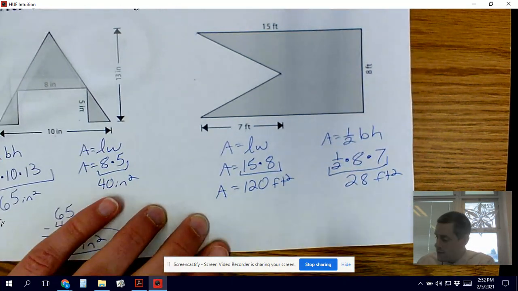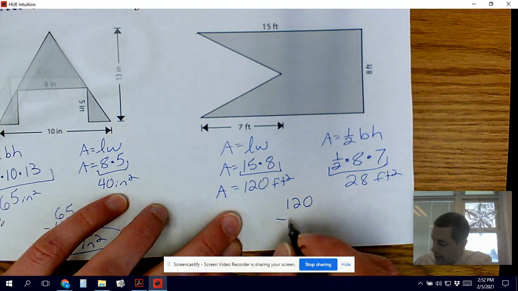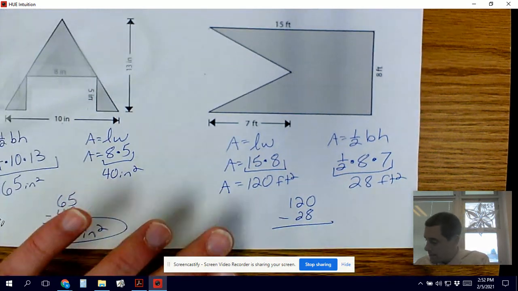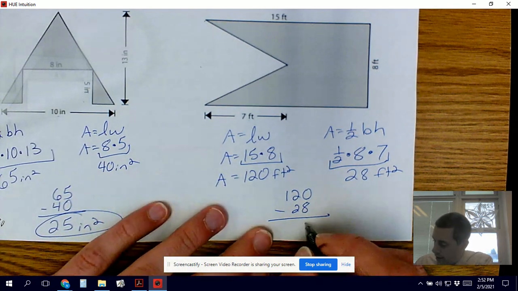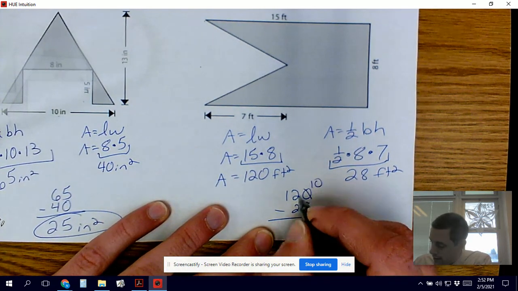And now to get the area of just the shaded region, take our rectangle, subtract our triangle, and we should get a final area of, gotta borrow, 92 square feet.